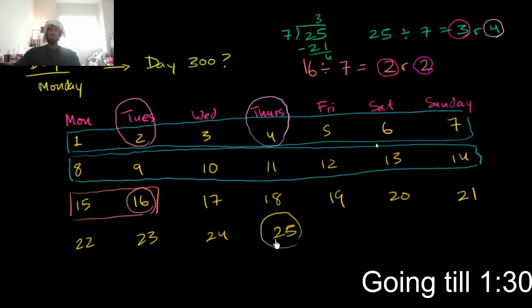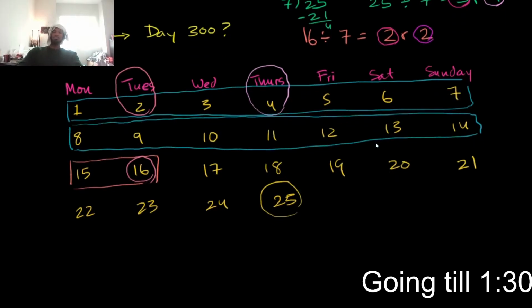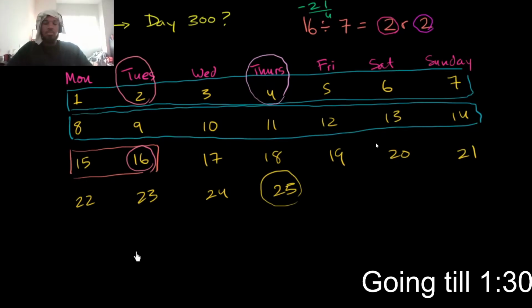So now we're ready to answer the question. What is day 300 going to be? So let's just divide 300 by 7 and see where we get. 7 goes into 30 4 times. 4 times 7 is 28.